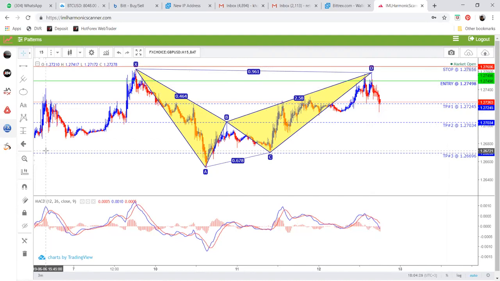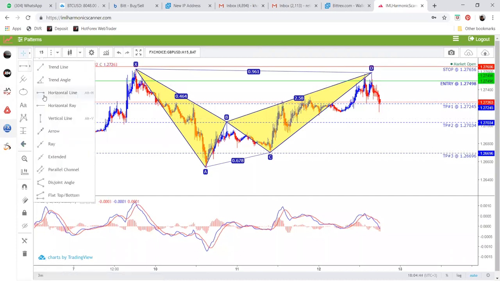So GBP USD, GBP NZD, GBP CAD, GBP JPY. GBP usually gives you more pips. So with GBP pairs, you can go with 2 confirmations. 3 is best, 2 is good, right? I'll show you what I mean.